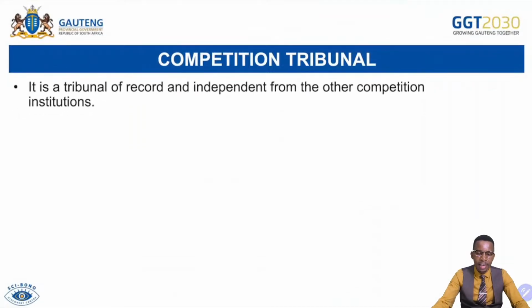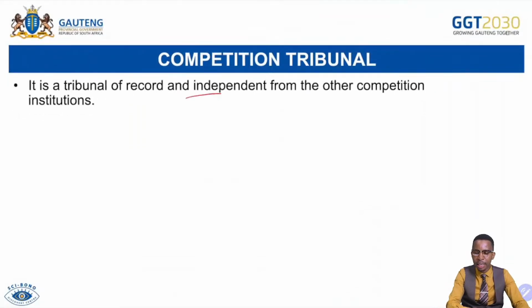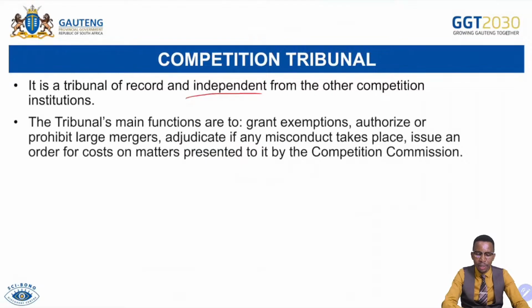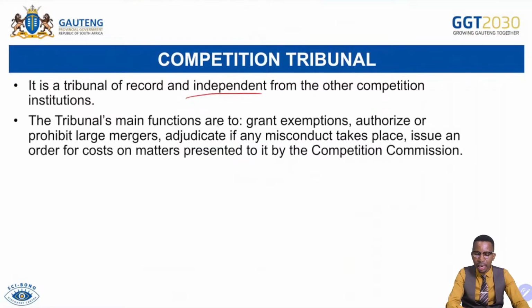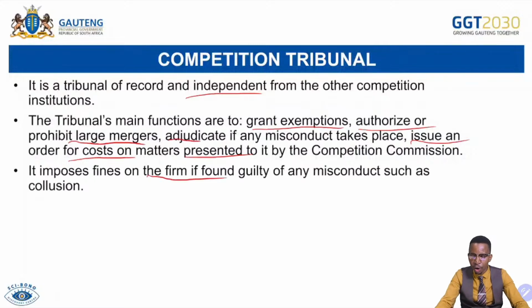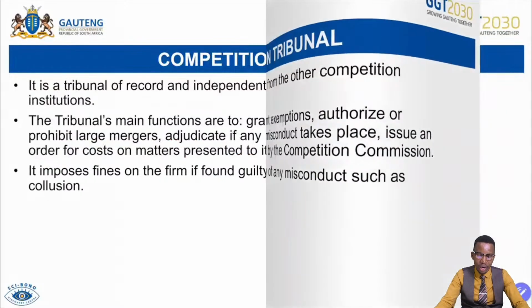Competition Tribunal. It is a tribunal of record and independent from the other competition institutions. The Tribunal's functions are to grant exemptions, authorize or prohibit large mergers, adjudicate if any misconduct takes place, and issue an order for cause on matters presented by the Commission. It imposes fines on the firms found guilty of misconduct such as collusion or price fixing.